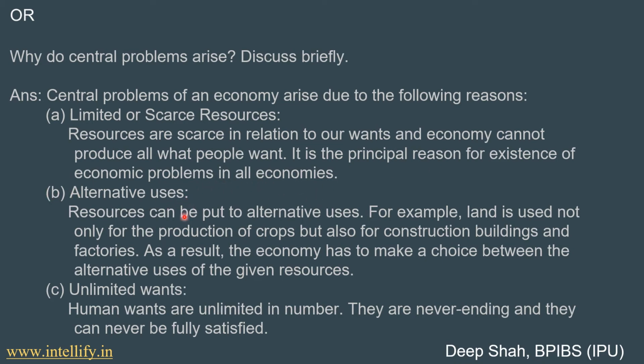B. Alternative uses. Resources can be put to alternative uses. For example, land is used not only for the production of crops but also for construction of buildings and factories. As a result, the economy has to make a choice between the alternative uses of the given resources. C. Unlimited wants. Human wants are unlimited in number. They are never ending and they can never be fully satisfied.